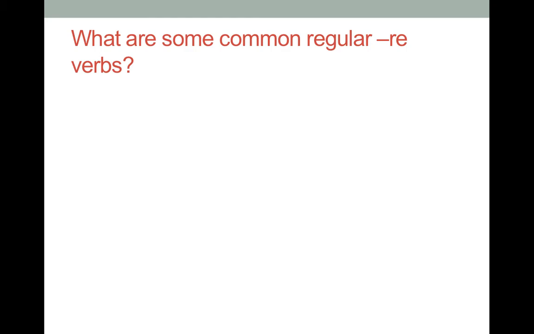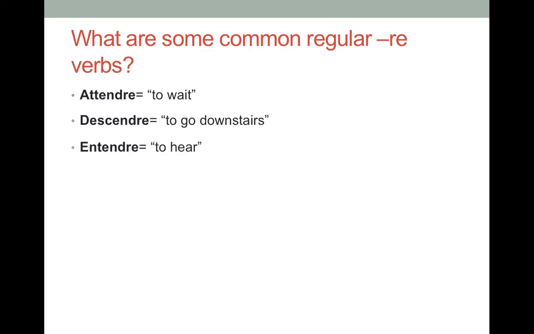So what are some common regular RE verbs where we'll get to use this conjugation? There's a lot. We're not going to go through the conjugation for each one because they all follow the same pattern, so you can practice that on your own, but we will talk about some of the definitions here. First, we have attendre. That was our example from the last slide, and like I said, that means to wait. We have descendre, which means to go downstairs. Entendre, which means to hear. Perdre, which means to lose.